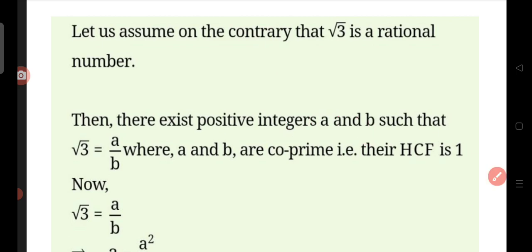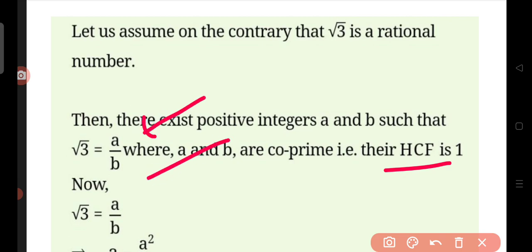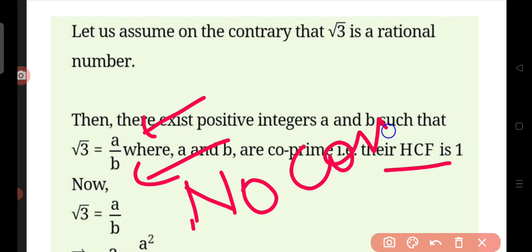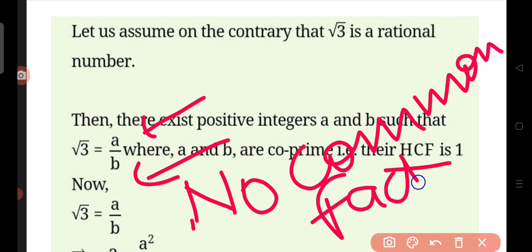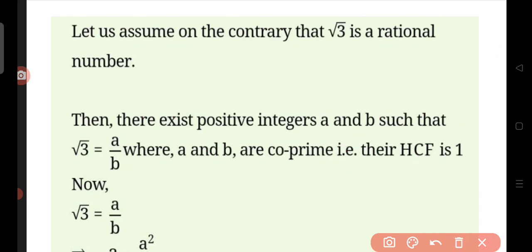This is your choice. Then we should state that a by b is in p by q form, and a and b are co-primes, and their HCF is 1. HCF is 1 means there is no common factor between a and b.